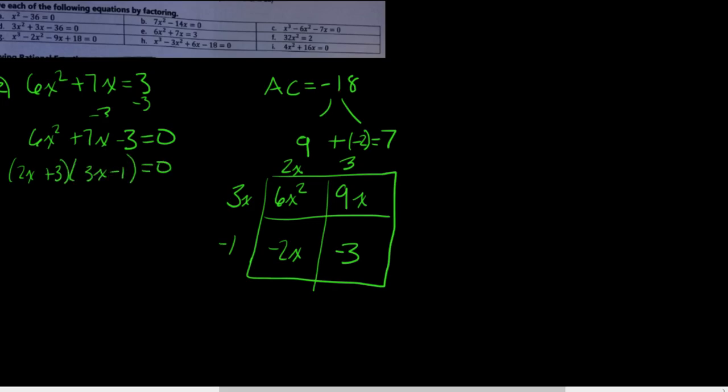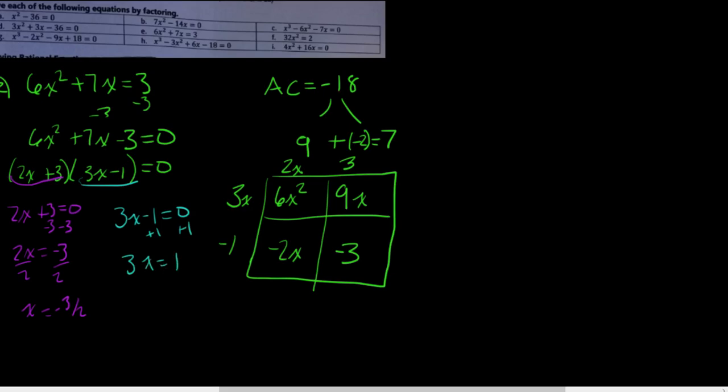I can set each of them individually to 0. We'll start with this one. So I've got 2x plus 3 equals 0. I subtract 3 from both sides, so I get 2x is equal to negative 3. Divide both sides by 2, and I get x is equal to negative 3 halves. Now over here, I'll take 3x minus 1 and set it equal to 0. I'll add 1 to both sides, so I get 3x is equal to 1. I'll divide by 3, and I get x is equal to 1/3.